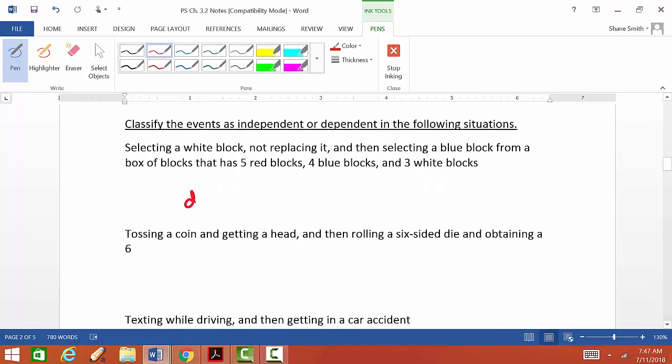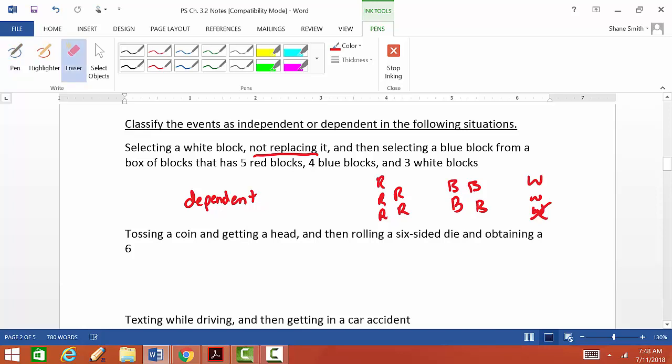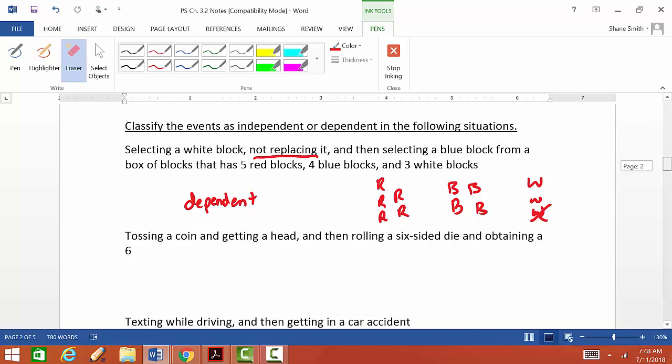So the first one is dependent. And the key to this one is we're not replacing the block. So if you have 5 red blocks, let's actually write this out, 4 blue, and 3 white. And if I take a white block out, so I remove one and I don't put it back, well, now the probability changed, right? It changed because I have less blocks to choose from, so the probability is effectively different.